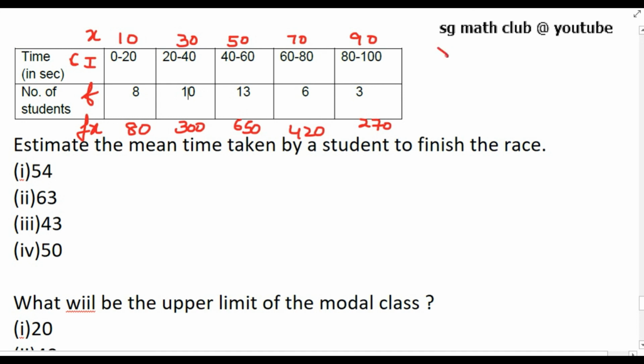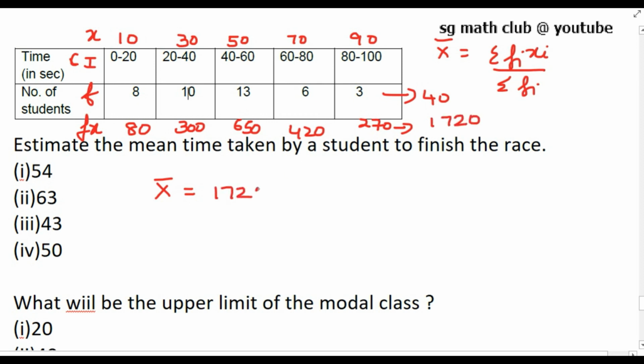We know the formula to find the arithmetic mean. X bar is equal to sigma fi xi divided by sigma fi. If you total the frequency, you will get 40. We also need to total sigma fi xi. When you total this, you will get 1720. So 1720 divided by 40 will be equal to 43. So here the mean is 43.